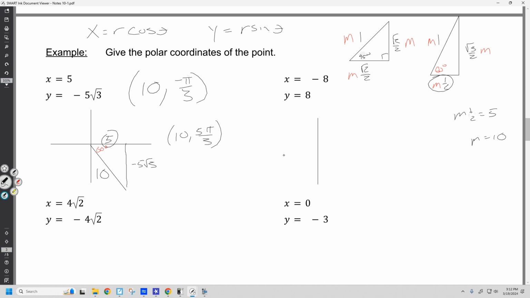I have an x of -8 and a y of 8. I'm going to create a triangle, and since the x and the y have the same length, we have a 45, 45, 90 isosceles triangle for this one. The angle is probably easier to figure out. Maybe you're going to put 3 pi over 4 right off the bat. Some people have difficulty finding the radius.